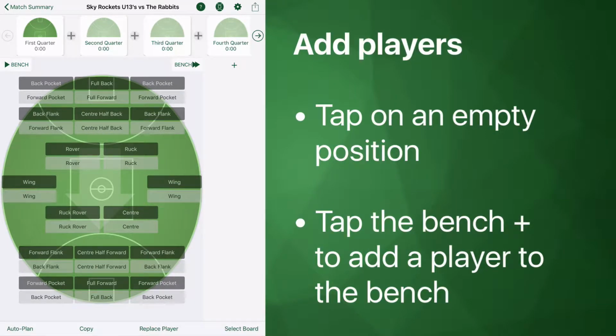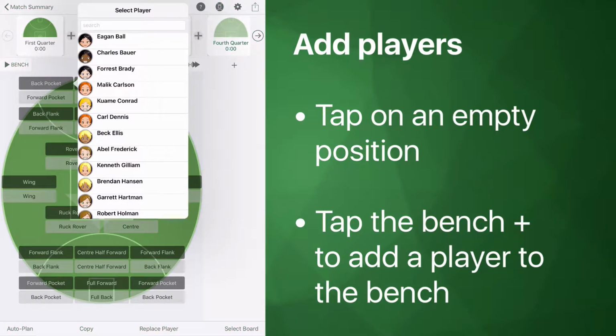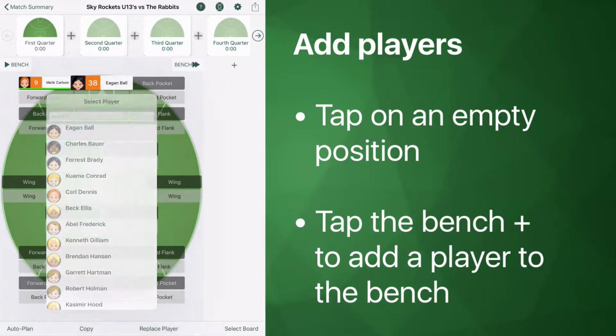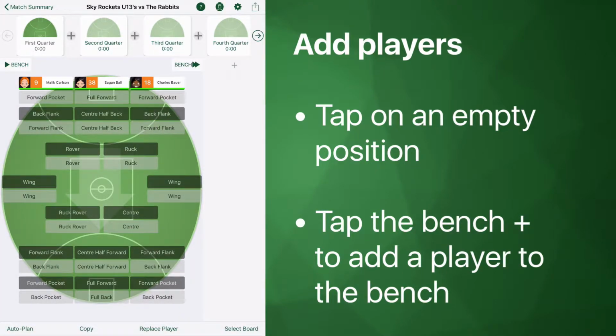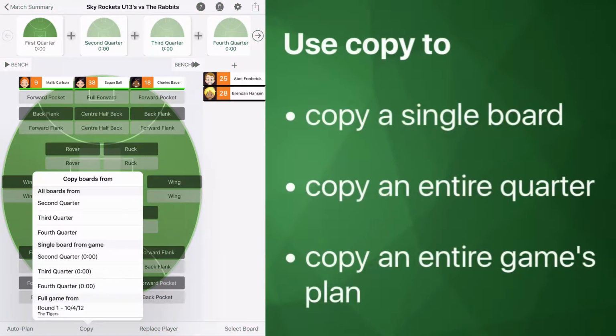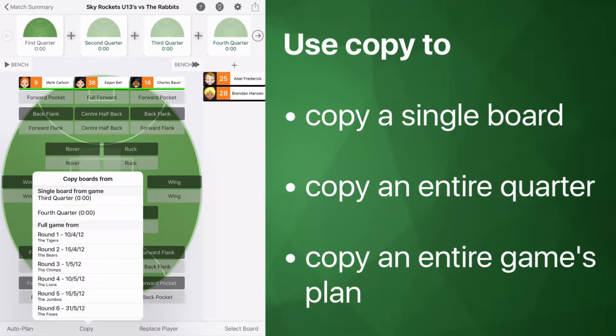To add a player to the board, tap on an empty position, then select a player from the list of players. To add a player to the bench, press the Bench Plus button, then select the player from the player list. You can quickly set up other planning boards using Great Coach AFL's copy feature. Use the copy feature to copy a single board, all boards from a quarter, even the setup for an entire game.